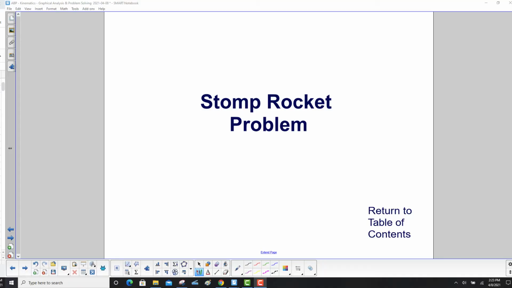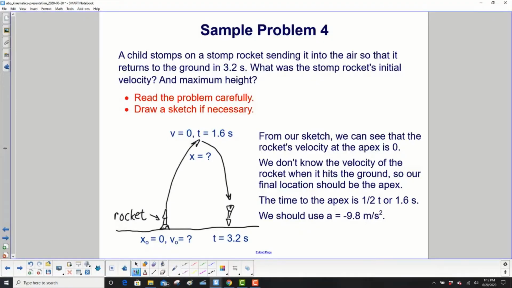Stomp Rocket problem. A child stomps on a stomp rocket. It's probably how it got its name. Or a physics student. This is a great lab to do in September. The rocket goes in the air, so that it returns to the ground in 3.2 seconds. What was the stomp rocket's initial velocity and maximum height?